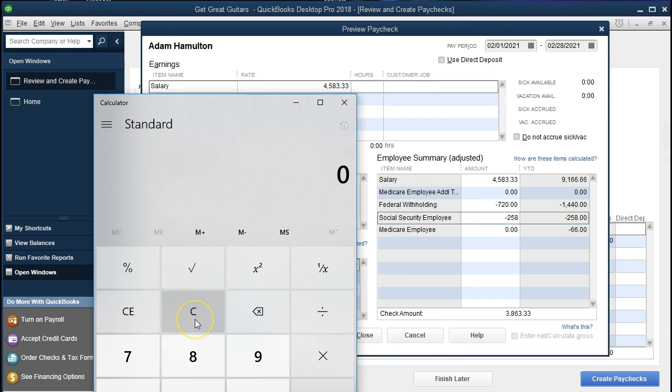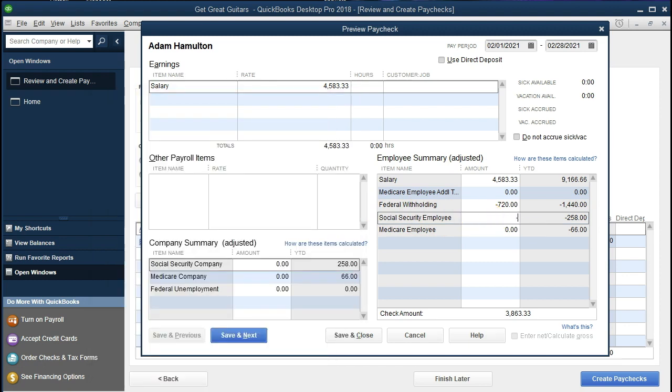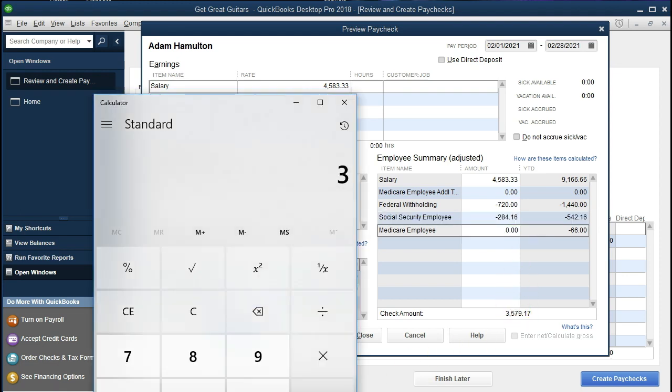So if we multiply the 4583.33 times 0.062 or 6.2%, if we move the decimal place over 2 places, 0.062, we'll get the 284.16. So that's what we should have here. I'm going to put the negative 284.16. And then on the Medicare, if we were to calculate that out, that one should be fairly easy to calculate too because it is a straight method.